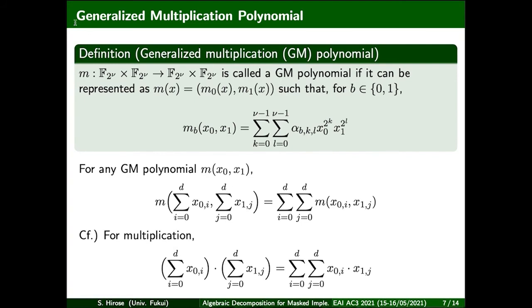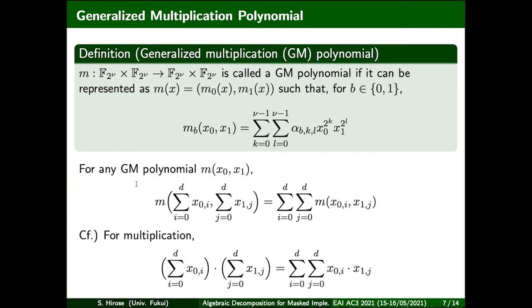And this shows generalized multiplication polynomial, and this is the definition. M is a function over the Cartesian product of GF(2^nu), and it is called a GM polynomial if it can be represented as a tuple of functions m0 and m1, and each of them is represented by this polynomial. And here, the exponents of x0 and x1 are 2^k and 2^l, and k and l are integers from 0 to nu minus 1.